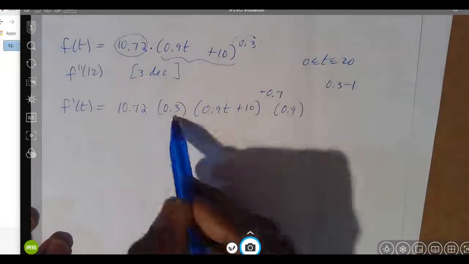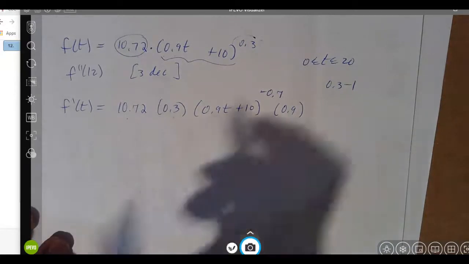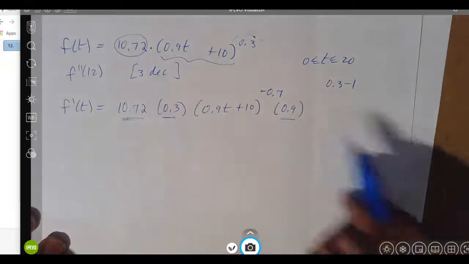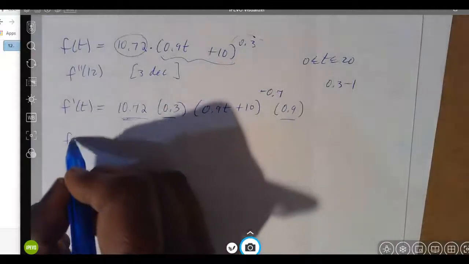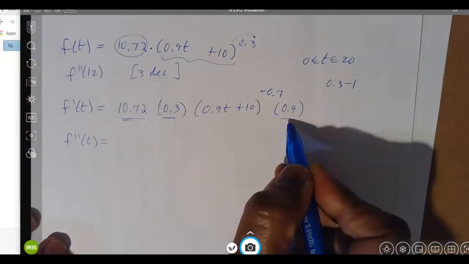Now you could multiply all these to clean it up, but then you'll get a long string of decimal values, and that's kind of a pain to write. So we'll just leave it this way for now. Just understand these are all constants. So when I go to take the second derivative, these aren't going to require product rule.